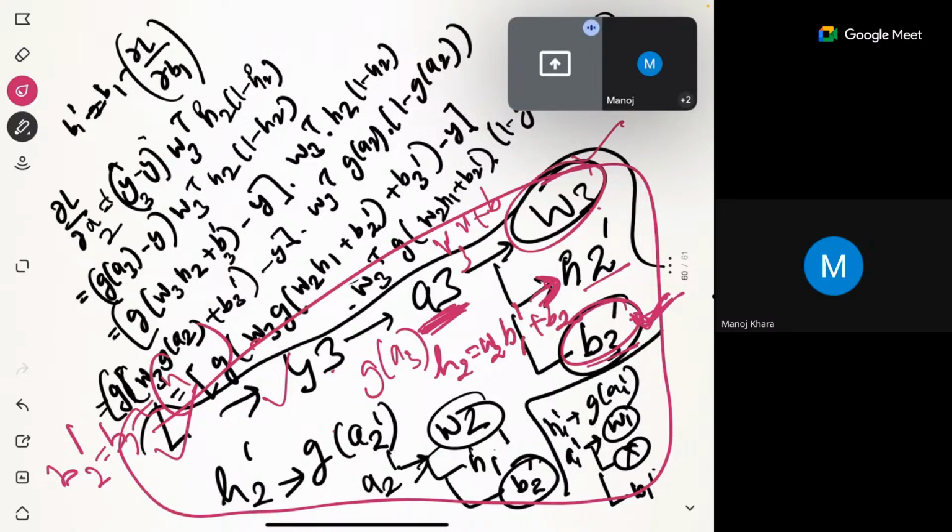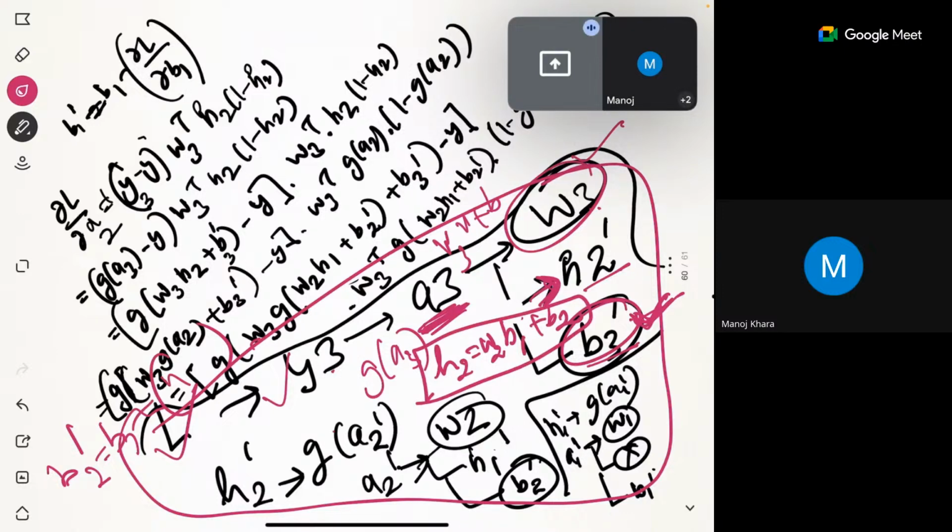Right? So H2 is W2 H1. This is the formula. What I am saying is H2 prime is the new value calculated by the updated weight of this part. The moment I am updating B2, the value of H2 changes. Let me clear this as well and just write here. This is the standard formula of H2, no rocket science.